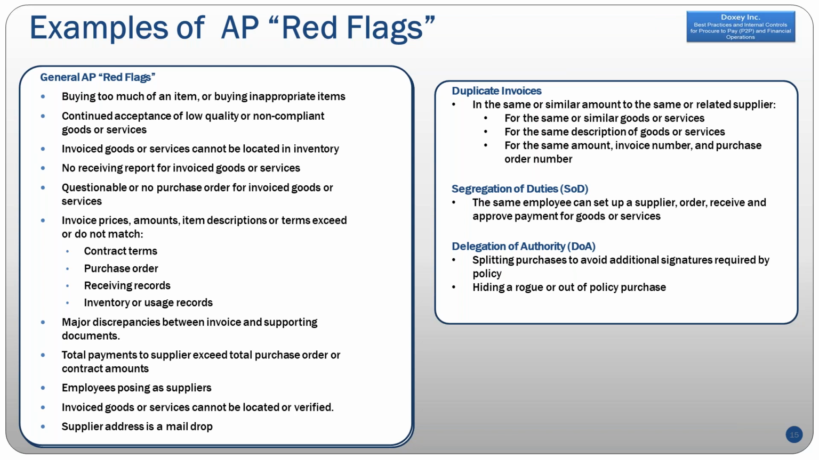budget variance and forecast variance, continued acceptance of low quality or non-compliant goods or services, invoiced goods or services that can't be found in inventory, no receiving report for invoiced goods or services, questionable or no purchase order for invoiced goods or services, and then we have some matching problems. Invoices aren't matching contracts, purchase orders, receiving records, or certainly inventory or usage records. And of course, major discrepancies are resulting, and total payments to suppliers are exceeding the PO or contract amounts.